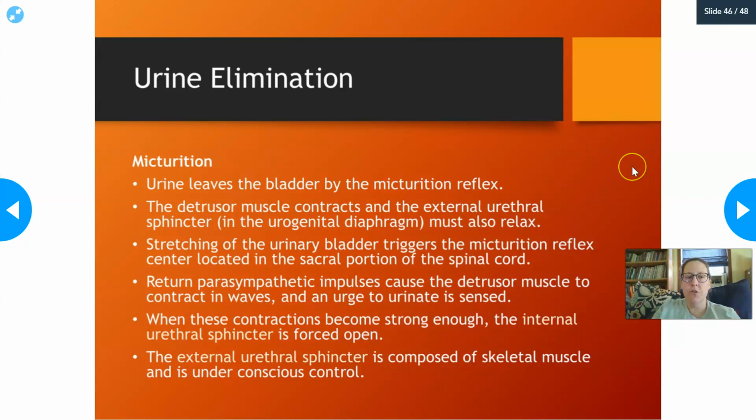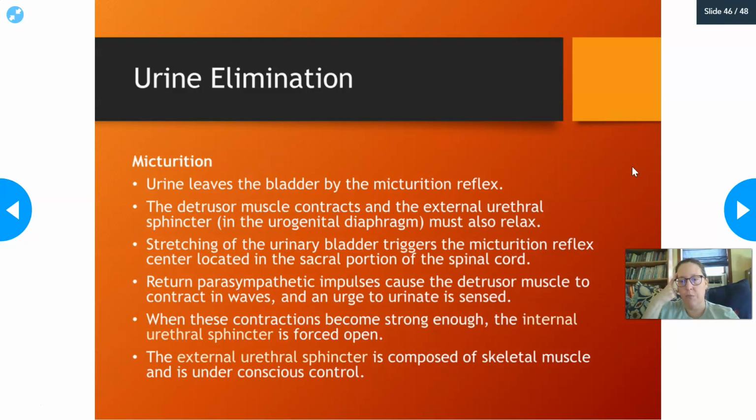And so micturition is the process of peeing, basically, the medical term for peeing. Urine leaves the bladder by the micturition reflex. And the way it happens is the detrusor muscle will contract, and the external urethral sphincter in the urogenital diaphragm has to also relax in order for urine to be able to leave the bladder. So stretching of the urinary bladder, because it's full, will trigger this micturition reflex center, and it's located in the sacral portion of the spinal cord.